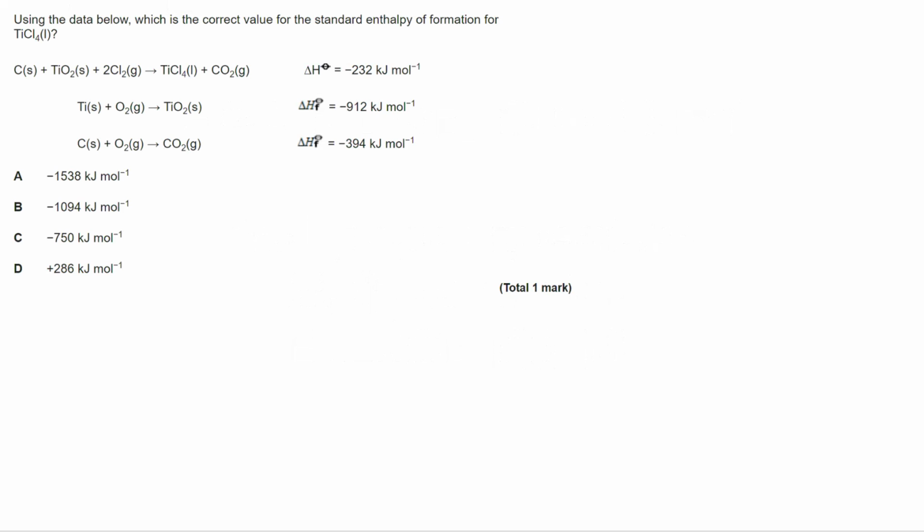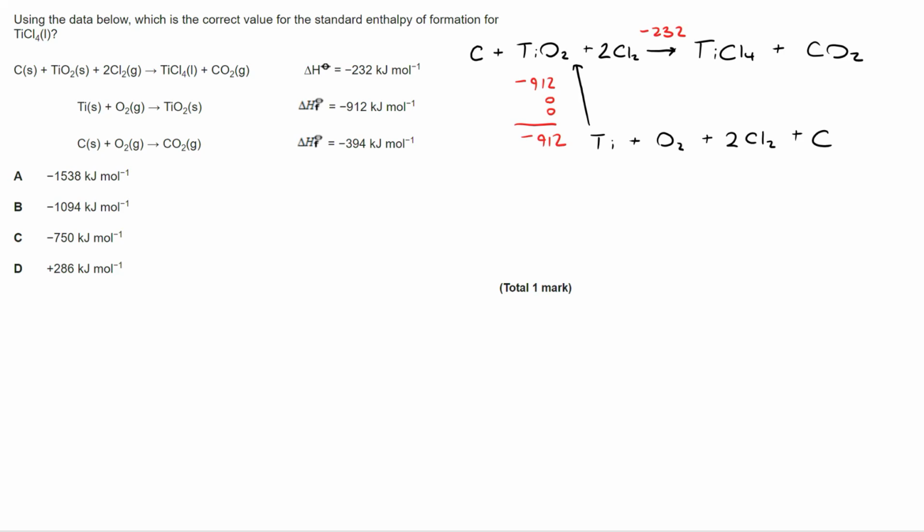And we want to know what the enthalpy of formation for TiCl4 is. Well, we need to build a cycle. So I'm going to start by putting in the equation that's at the top of this with negative 232. And we're going to see how we can build that cycle around it. We have been given the enthalpy of formation of TiO2, negative 912. We've not been given the enthalpy of formation of carbon or chlorine, but by definition, they are zero. So my total enthalpy change for this part of the cycle is negative 912.